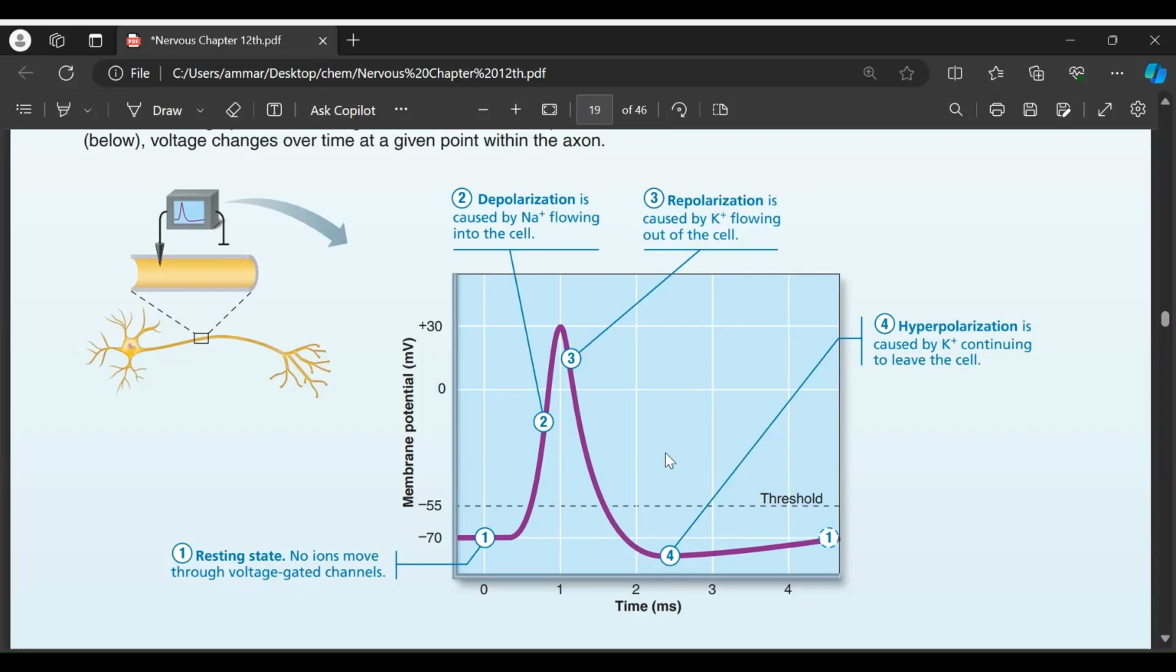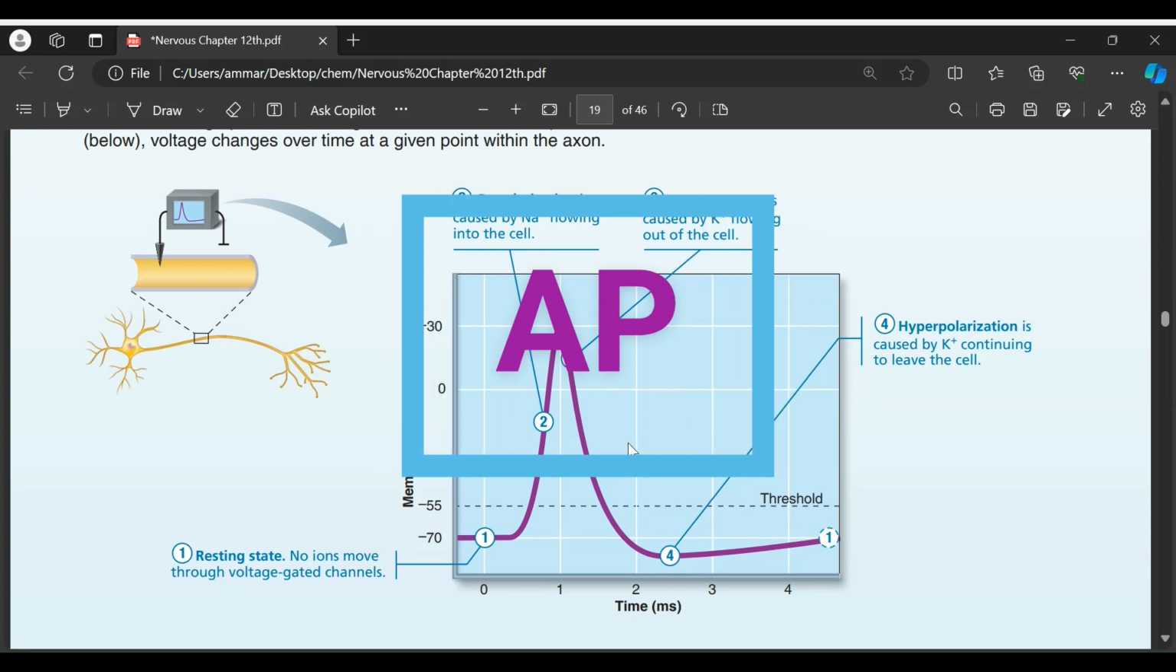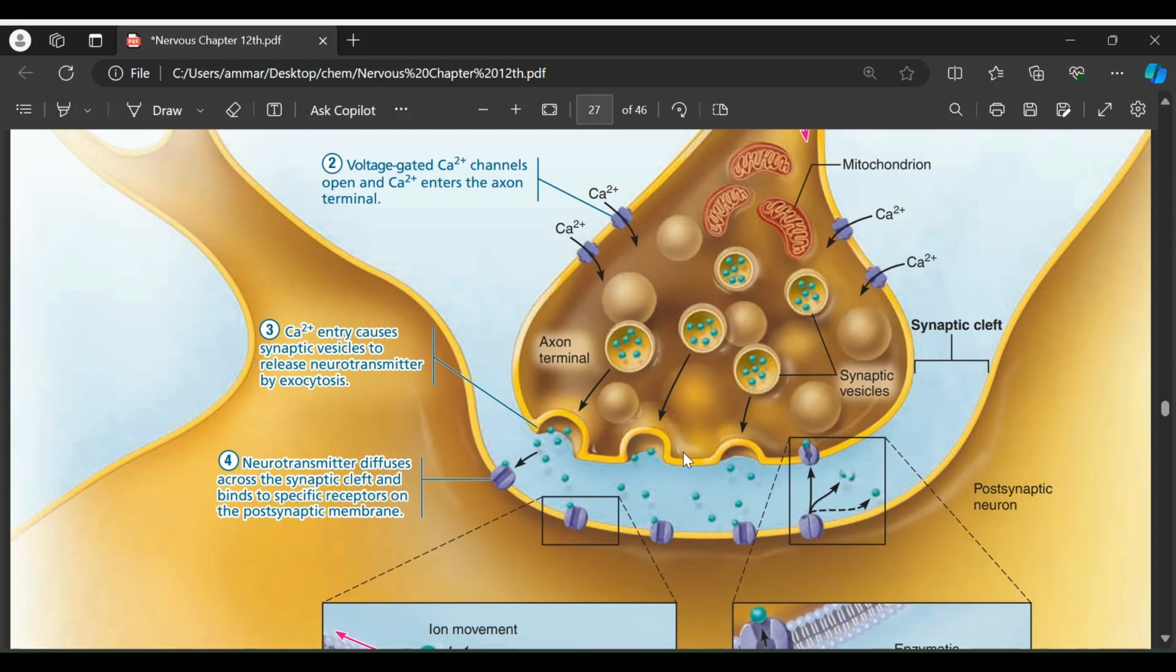In today's video, I'll be explaining the action potential. First of all, I'll begin with where and how the action potential is triggered. And back to this picture, I'll not explain it again. You can watch the video if you want.